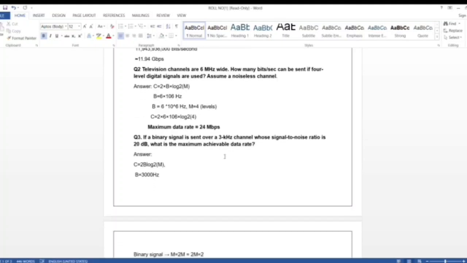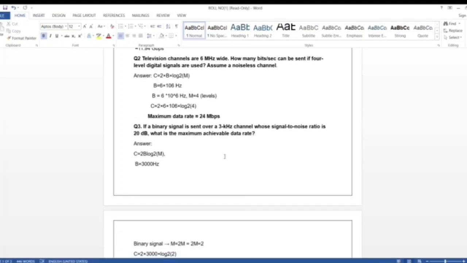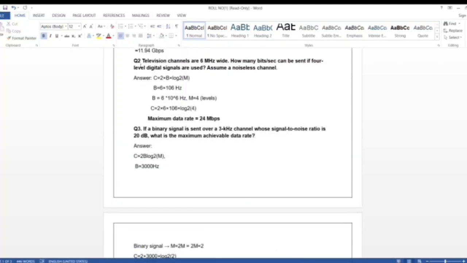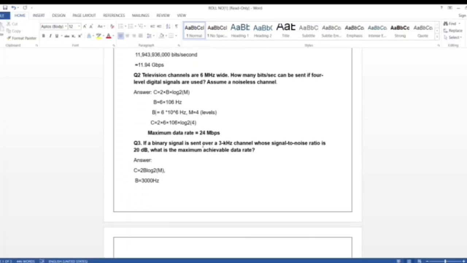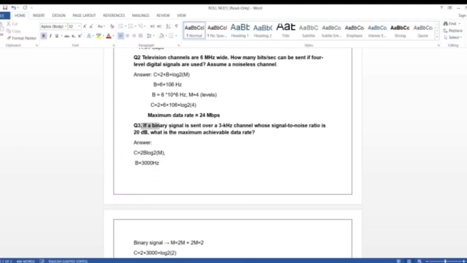In the fifth problem, we explain why PCM sampling time is set at 125 microseconds. Since telephone signals have a maximum frequency of 4 kHz, Nyquist requires at least 8,000 samples per second, and the reciprocal gives 125 microseconds per sample.